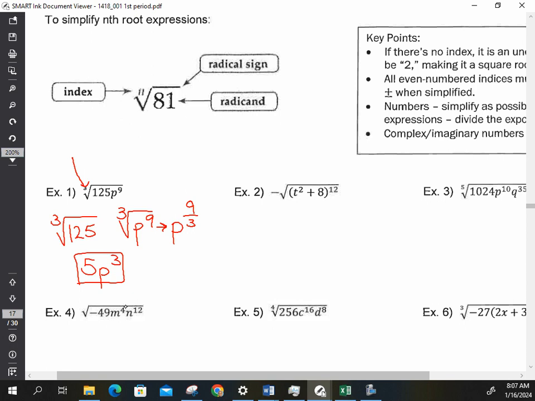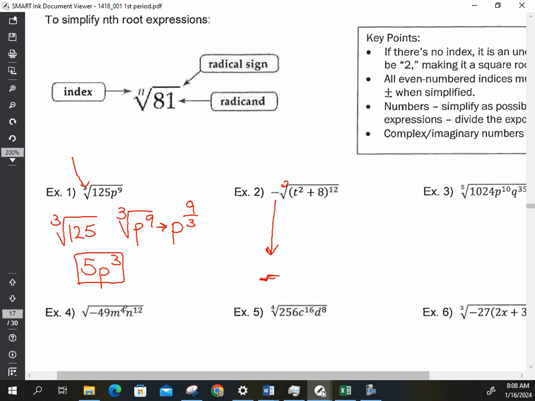So numbers, you treat as you normally would. Expressions, you just divide the exponents. So problem 2, you have the opposite of the square root of t squared plus 8 raised to the 12th power. That looks like a lot of business to deal with. Really isn't. So that minus sign that's sitting out in front, that really has no bearing on the problem. Bring it down.